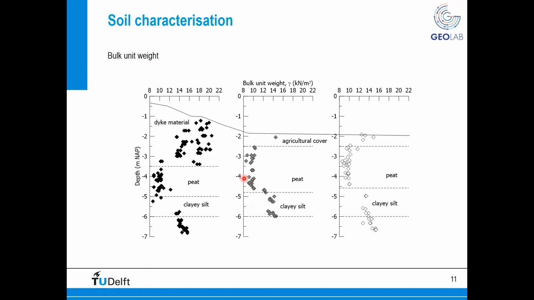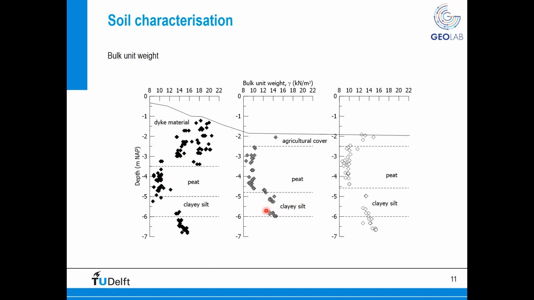Now, together with the water content and organic content, we can actually estimate the bulk unit weight of our soil. And you see that the dike material, due to its heterogeneous nature, has a bulk unit weight which ranges between 14 kilonewton per cubic meter and 20. Especially the peat materials are quite striking because you see a bulk unit weight of basically 10, which is just above water. And eventually the clayey silt has a bulk unit weight of 14, extremely soft soil.